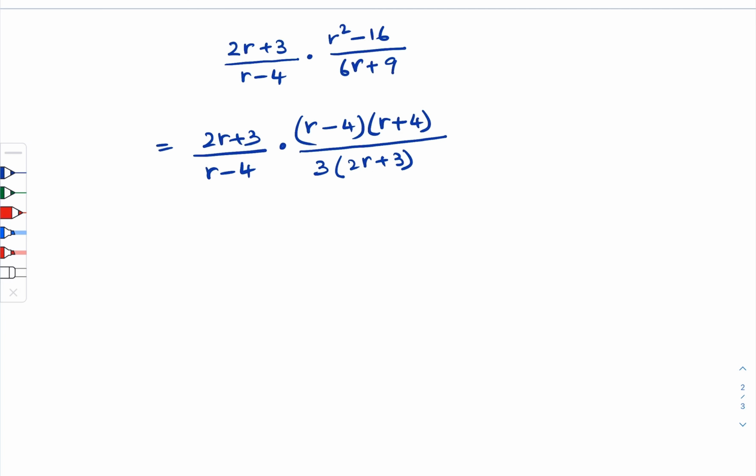And now when you do all of this, you can immediately see that the r minus 4 can cancel each other out, and then the 2r plus 3 can cancel out, okay? Which leaves us behind with r plus 4 on top, and at the bottom you only have 3. And that is the ultimate simplified form of this expression, okay?